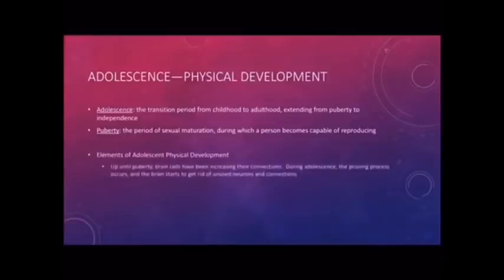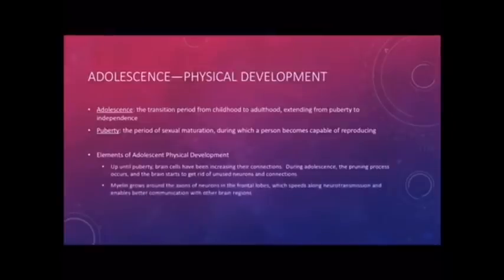When it comes to adolescent physical development, up until puberty, the brain cells have been increasing in their connections, and then during adolescence, the pruning process occurs. This is why, like I said, learning a second language is so hard after a certain point. This is that point, because the pruning process comes along and your brain snips off all of those unused neurons and connections between them. So brain cells increase all the way up to adolescence, and then in adolescence, we prune away those unused connections, cut them away.